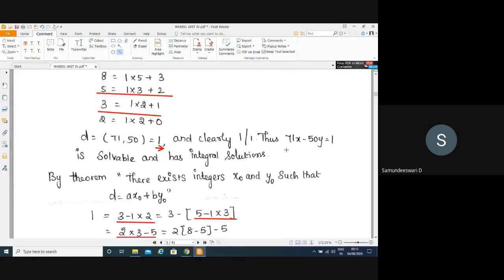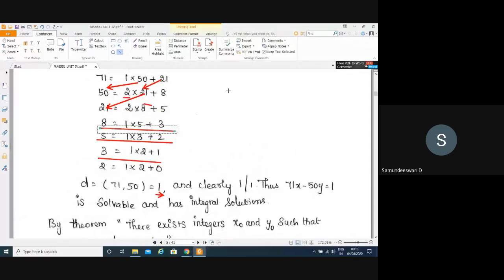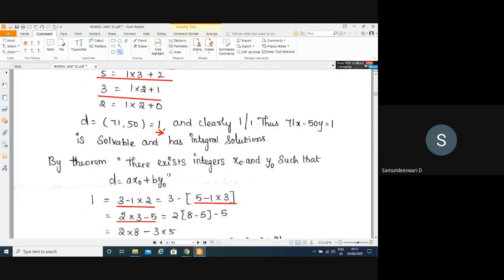Euclidean algorithm steps. 2 equals 5 minus 1 into 3. Again substitute 3 equals 8 minus 1 into 5's value. So again, 8 equals 50 minus 2 into 21. 21 equals 71 minus 1 into 50. The same procedure we need to do here.